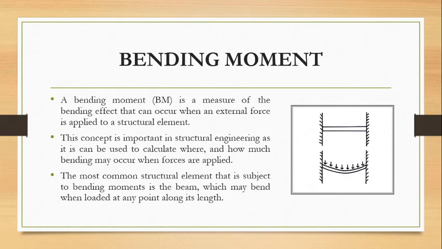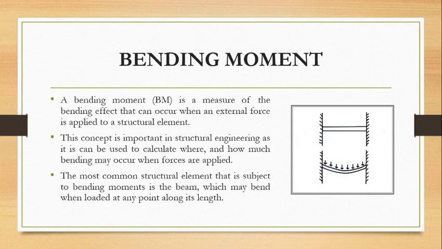Just in case you have forgotten the bending moment that we studied back in grade 11 and 12, let's discuss it again. A bending moment, represented by BM, is a measure of the bending effect that can occur when an external force is applied to a structural element. So you see, this is the normal beam, and if an external force is applied on it, it bends. So how much is the bending when a particular amount of force is applied? That is called bending moment.